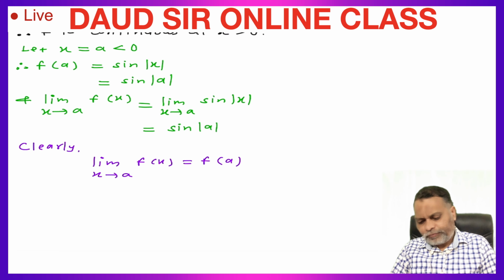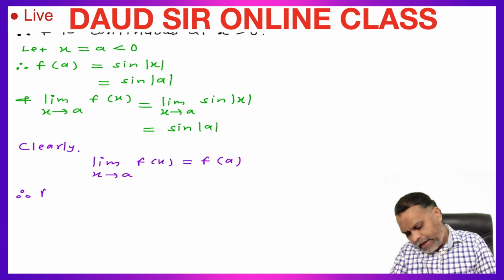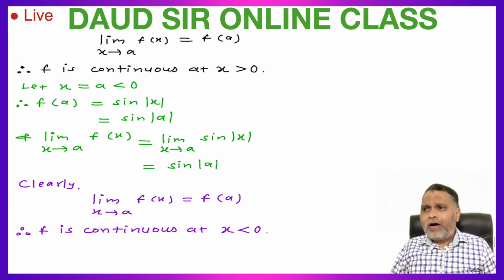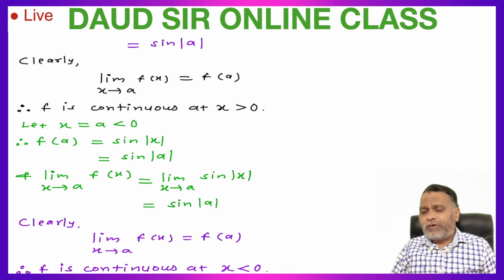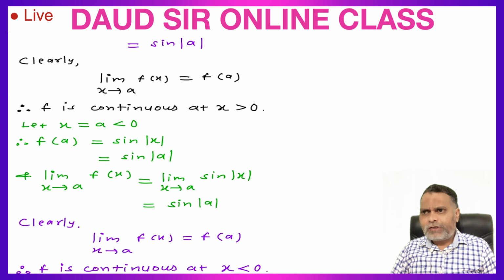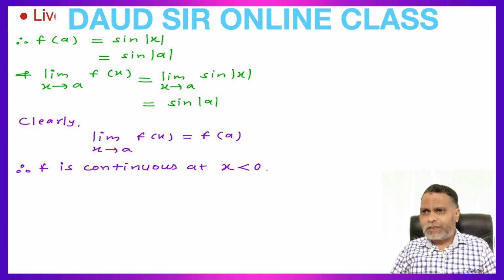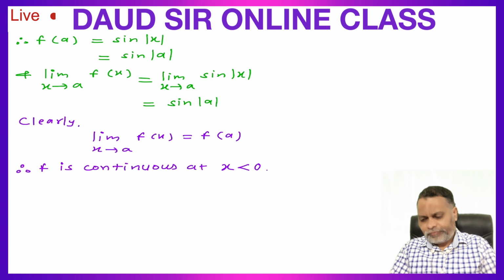So therefore f is continuous at x is less than 0. So notice, everywhere we check the continuity, at x is equal to 0, this function is continuous. At x is greater than 0, this function is continuous, and at x is less than 0, this function is continuous. So we can say everywhere this function is continuous.